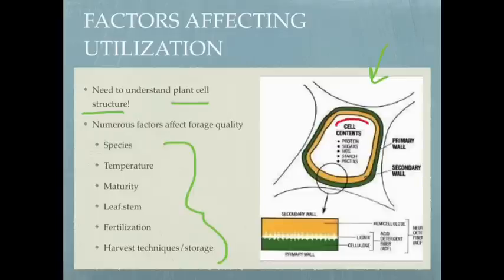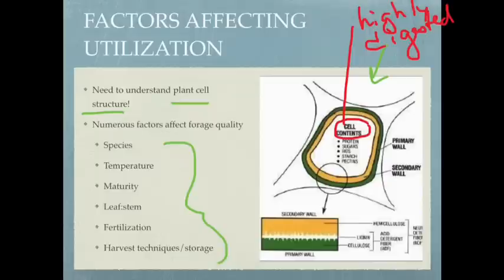We have inside the cell what we call the cell contents. Things like protein, really soluble sugars and starch, some fats are located in there, and some pectins, which are an intermediate carbohydrate. As a general rule of thumb, the cell contents is highly digested. When we think about cell contents, we think that they're highly digested, they're easily utilized by the animal, they're not very fibrous.